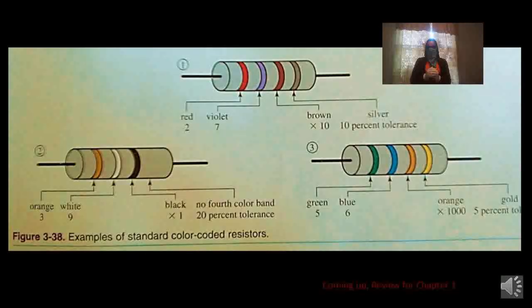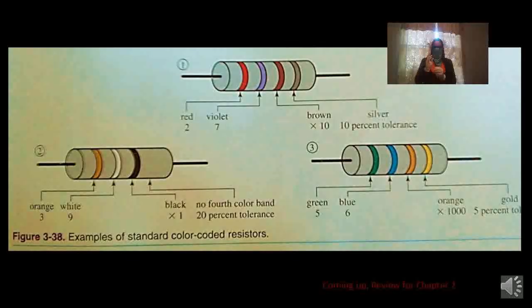See figure 3-38. In the first sketch, the first band is red and the second band is violet. Checking the color code chart shows the first 2 digits to be 2 and 7, or 27. This number is then multiplied by the third band. The band is brown, multiplied by 10. This indicates that the value 27 is multiplied by 10 for a final value of 270 ohms. This is what the resistor value would be if the resistor was perfect.